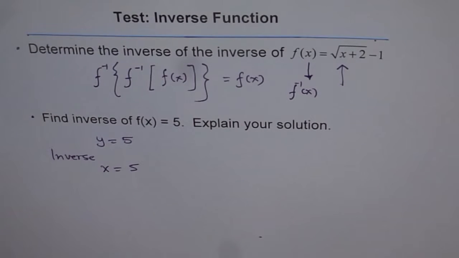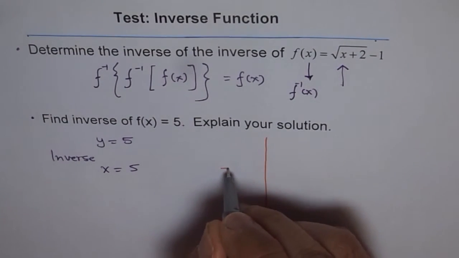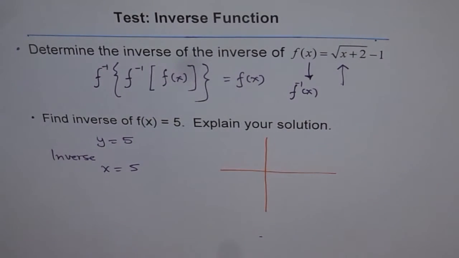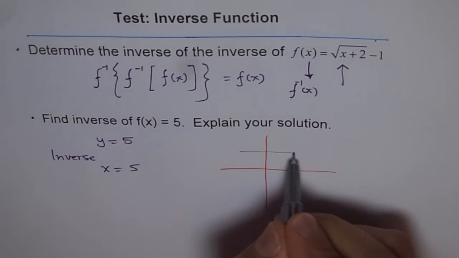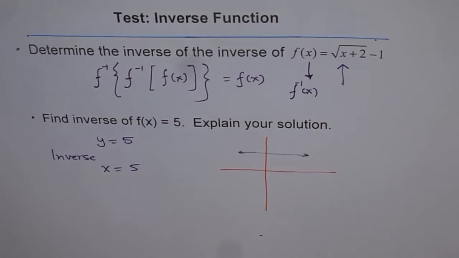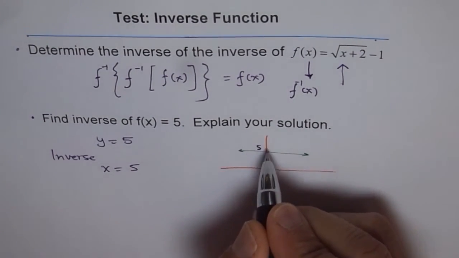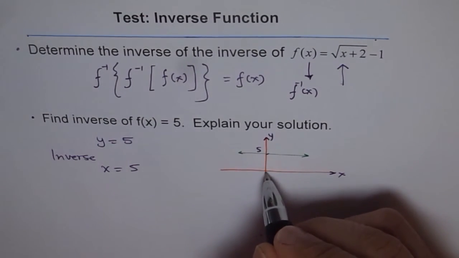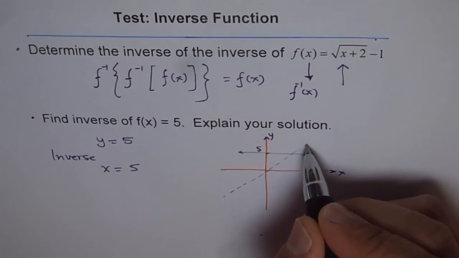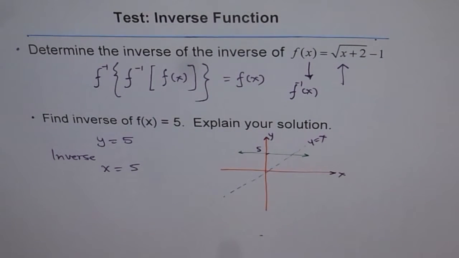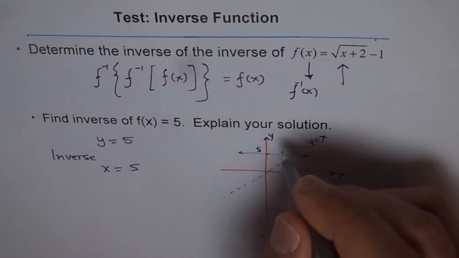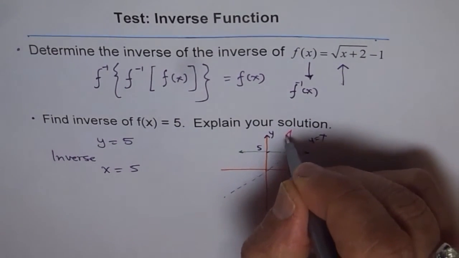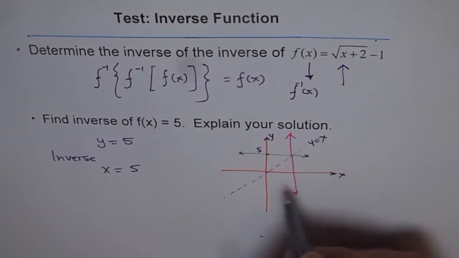Now to explain you better, I thought I should make a graph here. So let's draw what is y equals 5 on a graph. y equals 5 is a horizontal line where at every point the value of the function is 5. So this is your line, right? So this is x and this is y. Now if you do inverse of this, that means if you flip it on the line which is y equals x, then what do you get? You get a vertical line, correct? You get a vertical line. There you go. So this is the inverse of this function.